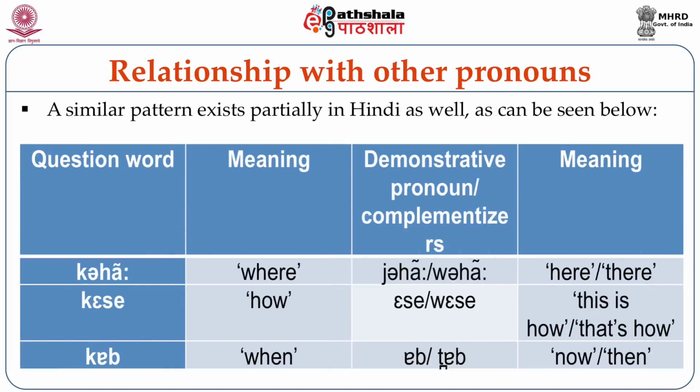A very similar pattern as noted for English also exists for Malayalam, and for Hindi as well. Look at the table now that appears on your screen. The question word and demonstrative pronoun or complementizer are very clearly connected phonologically, though they are not exactly the same as in English, but they are more similar to the ones that we saw for the Dravidian language Malayalam. Look at the question word in Hindi for where, kaha, and the demonstrative here or there is yaha or waha. Look at the question word for how in Hindi, kaise, and the demonstrative is aise or waise. This is how or that is how.